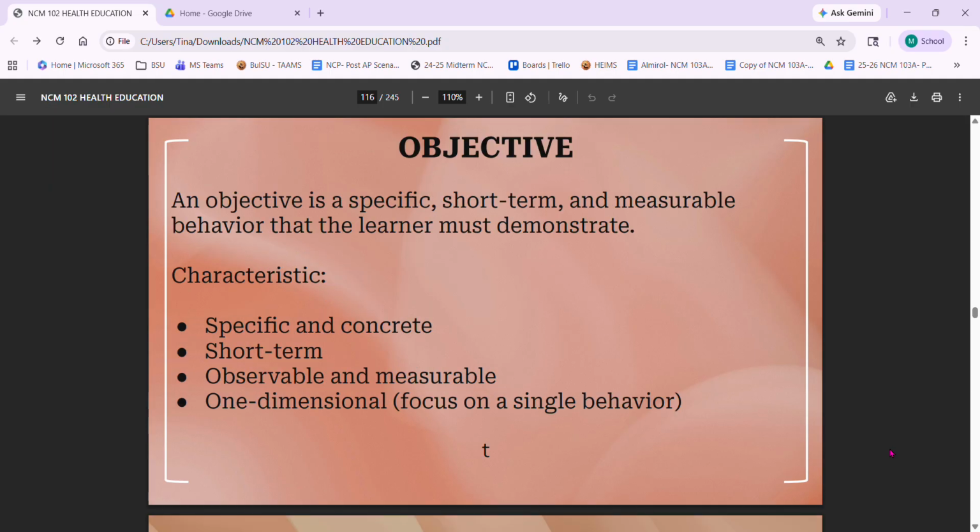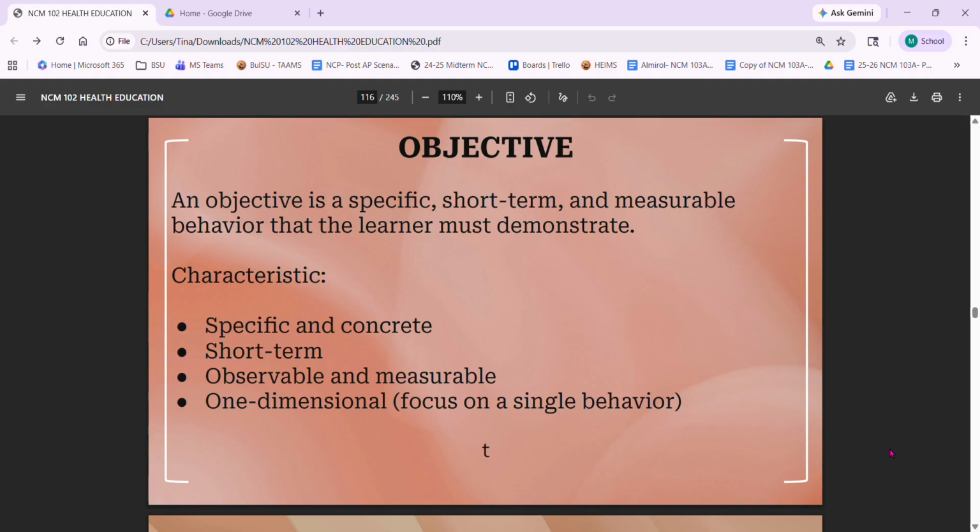Now, let's discuss objective. So, we're done with elements. When you say objective, we need to remember the definition of objective, which is a specific, short-term, and measurable behavior that the learner must demonstrate. Ang characteristic ng objective is specific and concrete, short-term, observable, measurable. One dimension, focus on a single behavior.